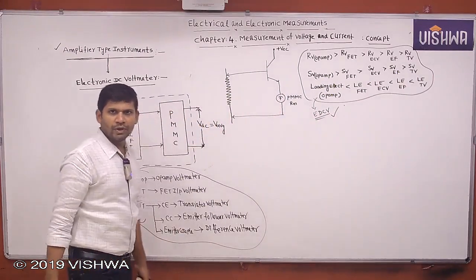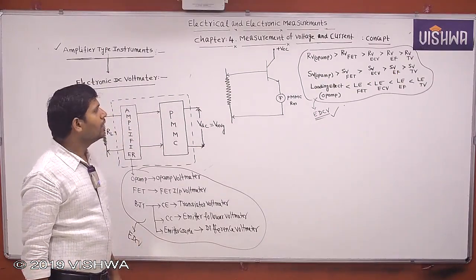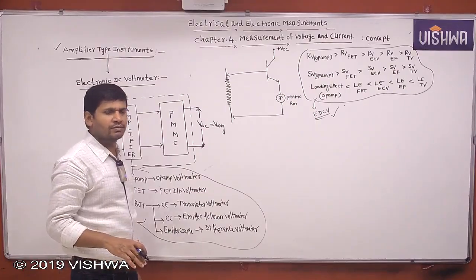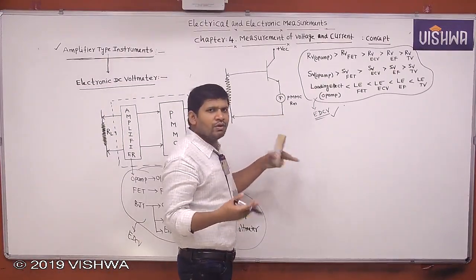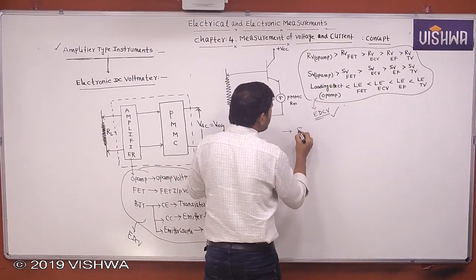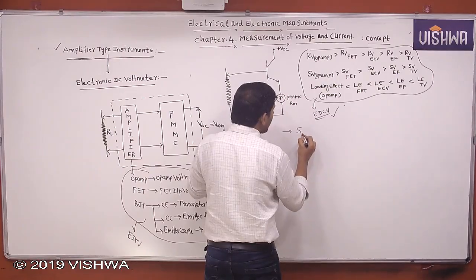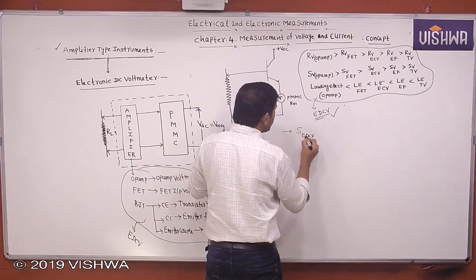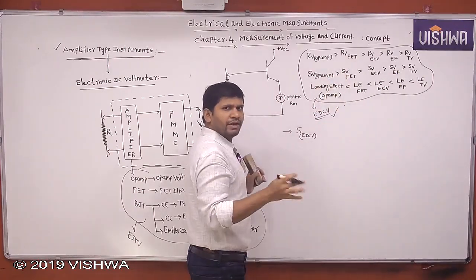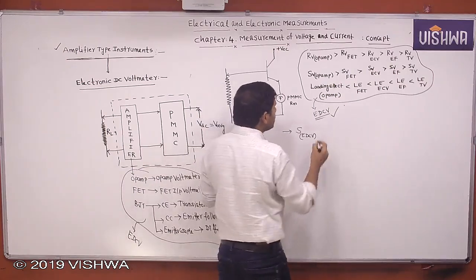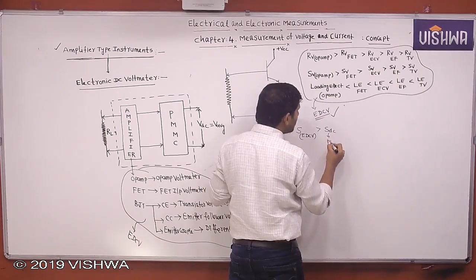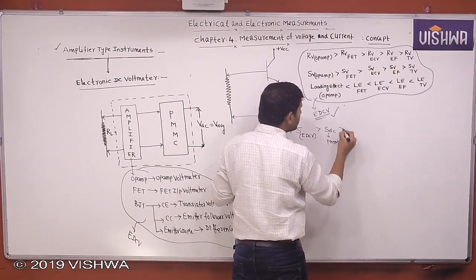Now I want to compare this electronic DC voltmeter with other voltmeters. This internal comparison you already know. Now among all the voltmeters, the highest sensitivity is the electronic DC voltmeter. The next highest sensitivity is the DC sensitivity, that is the sensitivity of PMMC.